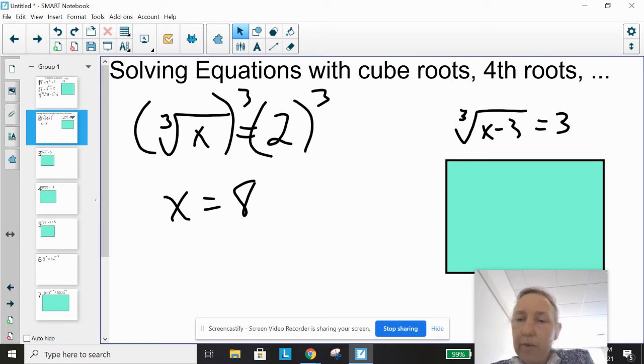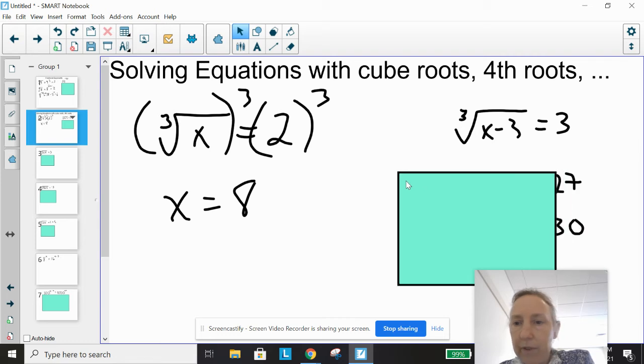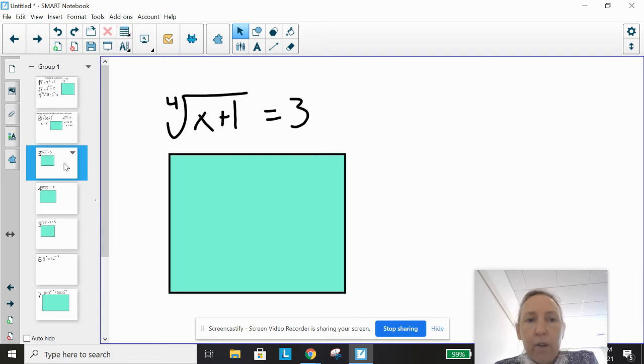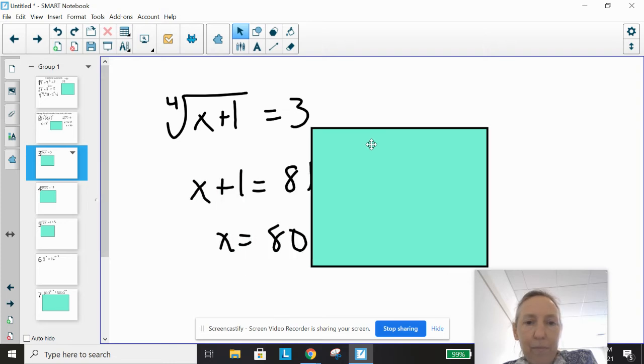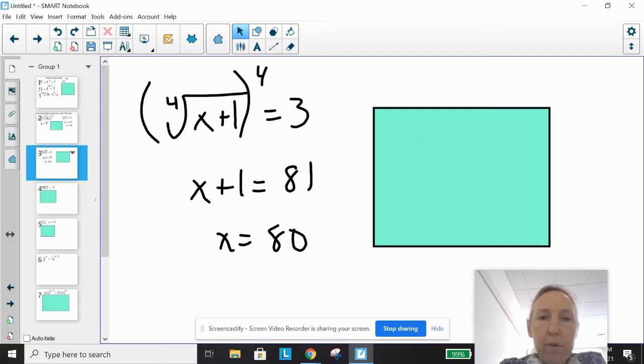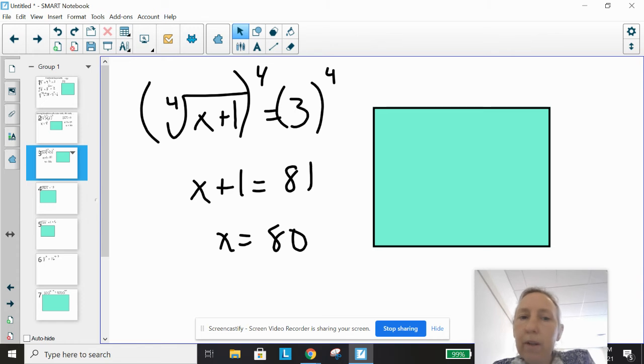So go ahead and try this one on the right-hand side. The cube root of x minus 3 is 3. Pause your video, give it a shot. Hopefully you got 30. All right. Go ahead and try this one. Pause your video and give that a shot. All right, hopefully you raised both sides to the 4th power, undid the left side, gave you x plus 1, and solved from there. The 4th root of 81 is 3.